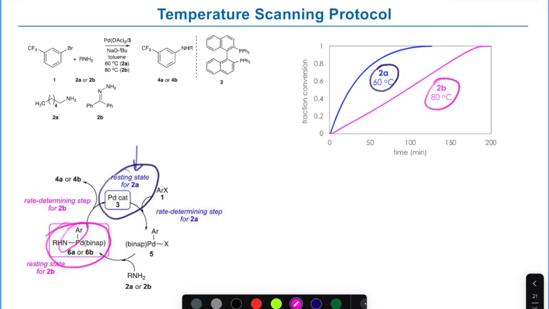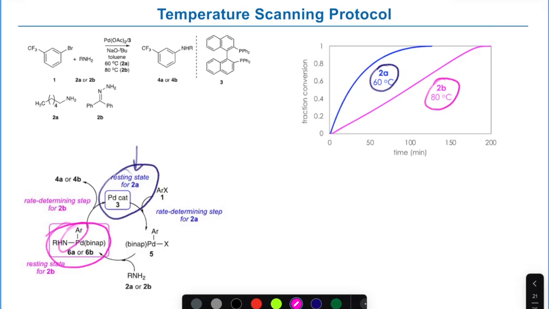We found out the resting state by doing a variation of individual components. We can say one of them is waiting for oxidative addition, the rate determining step at the beginning. The other one is waiting for reductive elimination. So we have two archetypes.